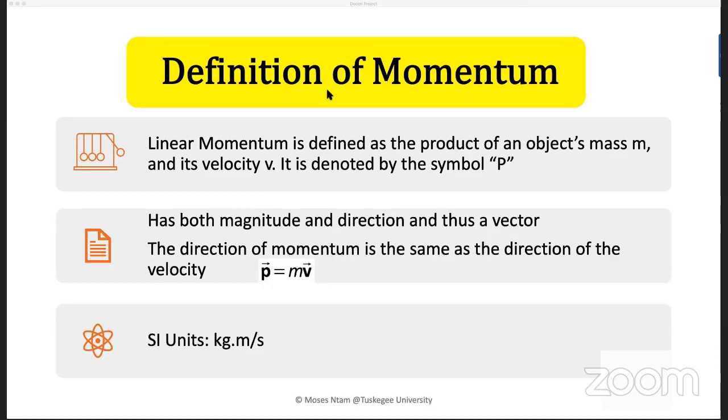So p equals m times v. m is mass. Mass is measured in kilograms. v is velocity. It's measured in meters per second. So the unit for momentum is thus kilogram times meters per second.